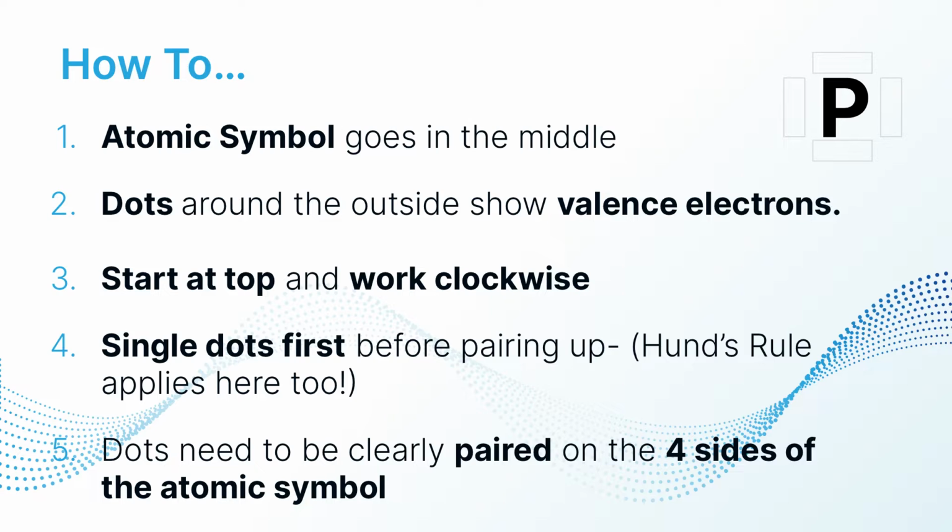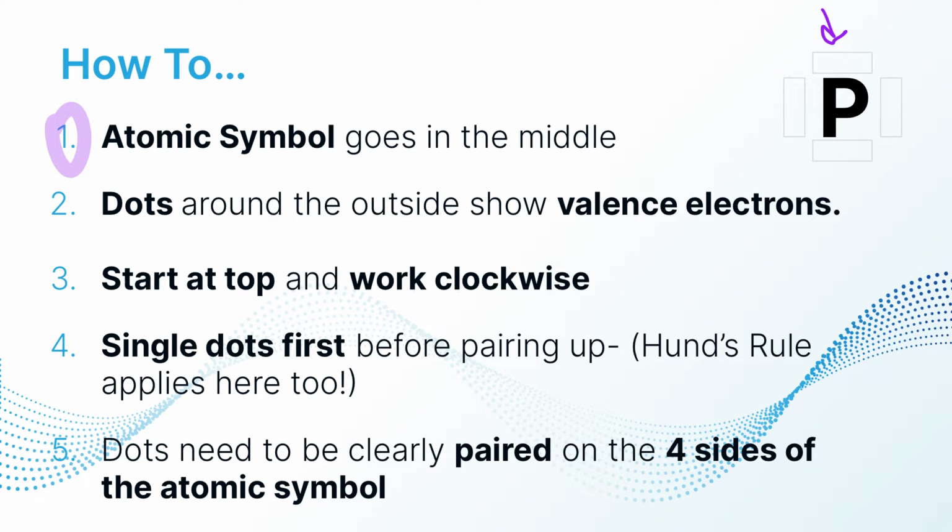How we draw these diagrams is we first write the atomic symbol in the middle, and then we use dots around the outside to show valence electrons. We start at the top and work clockwise. Single dots first, all the way around the atom before pairing up. Hund's rule still applies here too.